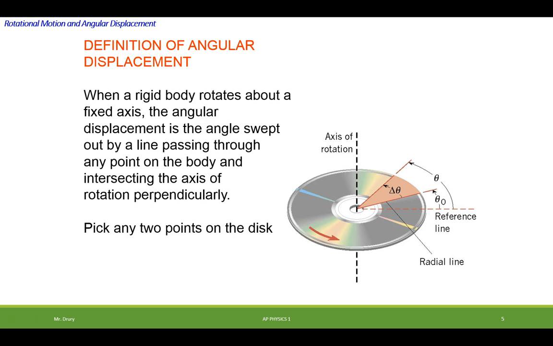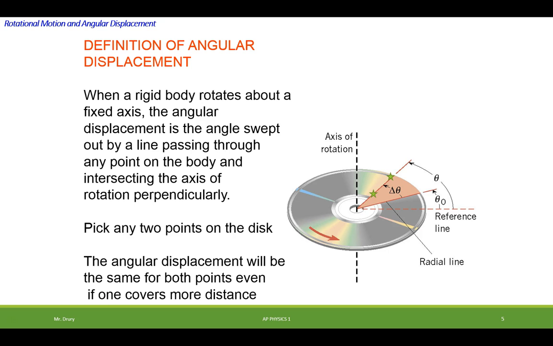All right, let's look at that a little closer. We'll pick any 2 points on the disk, and I represent them by the 2 stars. The angular displacement for both of them will be the same, even though the outside point travels more distance. So the further you get from the axis of rotation, the more linear distance you cover, but you'll cover the same angular displacement as something closer to the axis of rotation. This one only had to go through this much distance, this one had to go through that much distance, but they went through the same angular displacement.